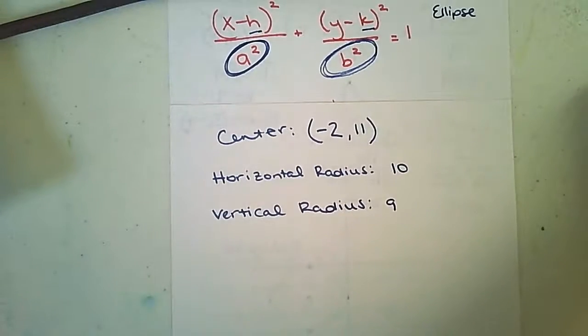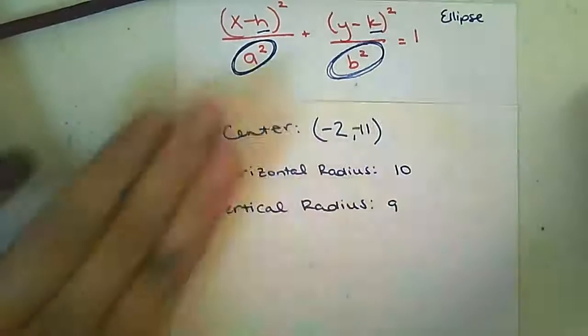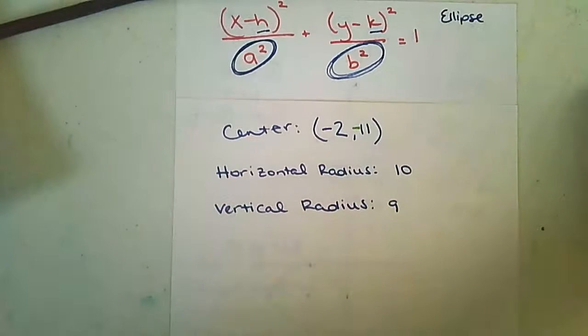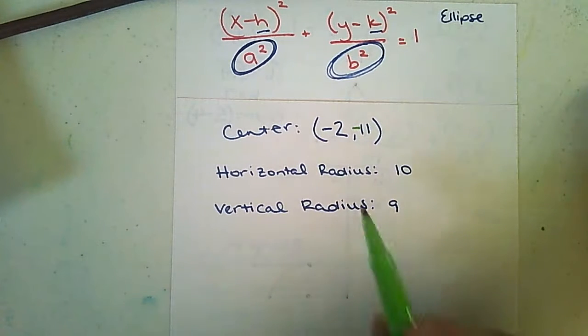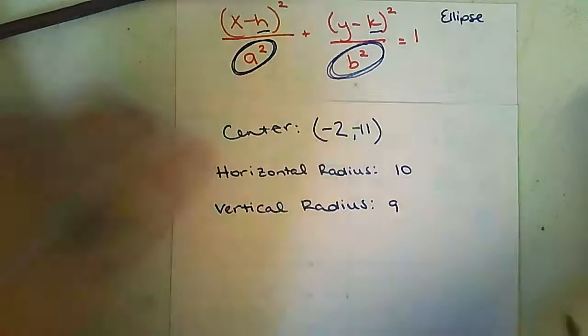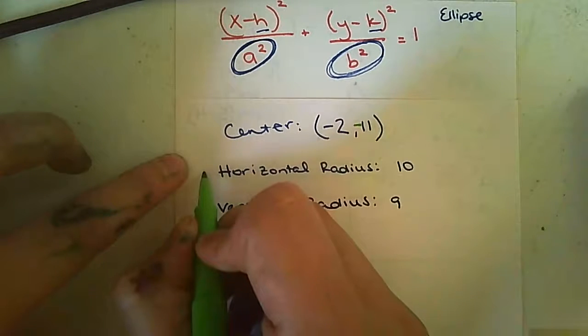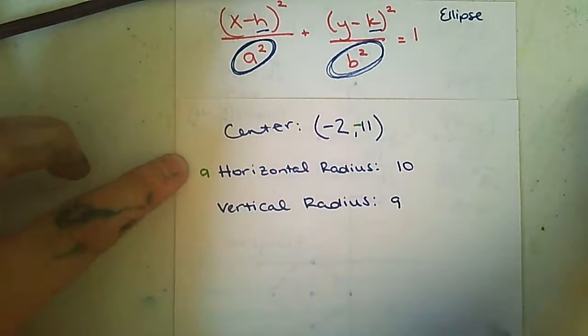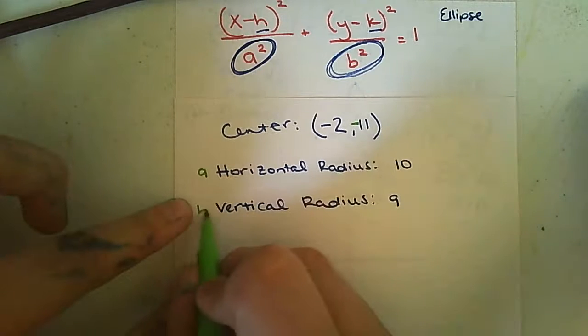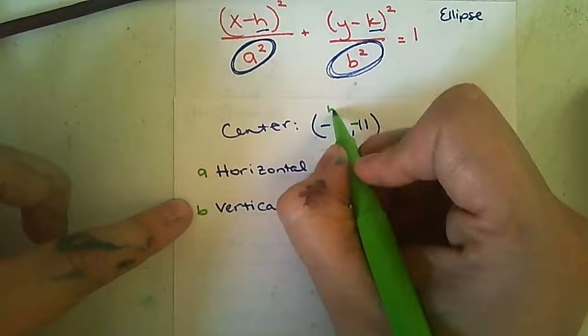So we know that the center is the point (-2, -11). Our horizontal radius is 10, and that vertical radius is 9. Remember our horizontal radius, that is our a value. Vertical radius, that's our b value. And then our center is, of course, (h, k).